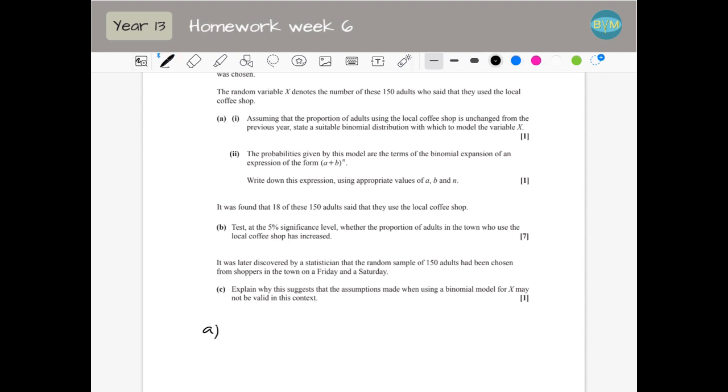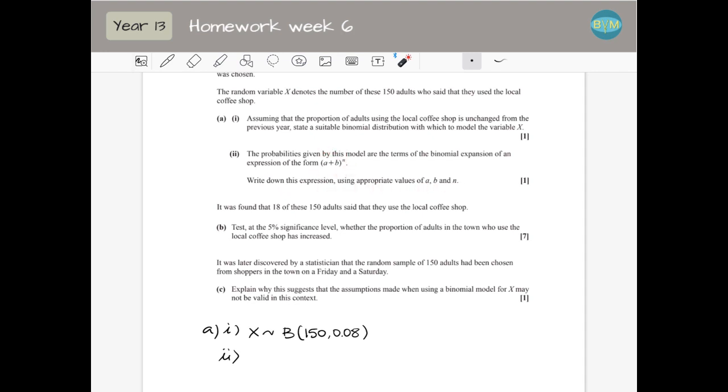So in the first one, we are deciding that our function is a binomial. We are checking 150 adults, so n is 150, and we are assuming that the proportion that use the coffee shop is 8%, so 0.08. That's our binomial. Then they say the probabilities given by this model are the terms of the binomial expansion of an expression of this form.